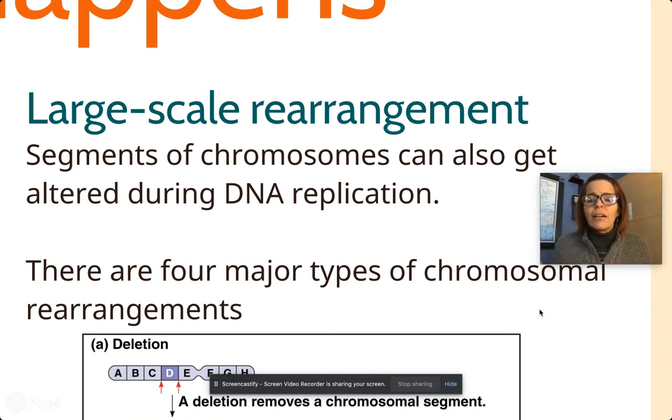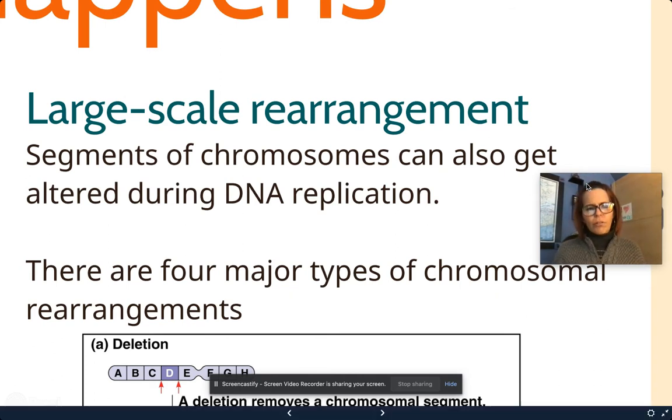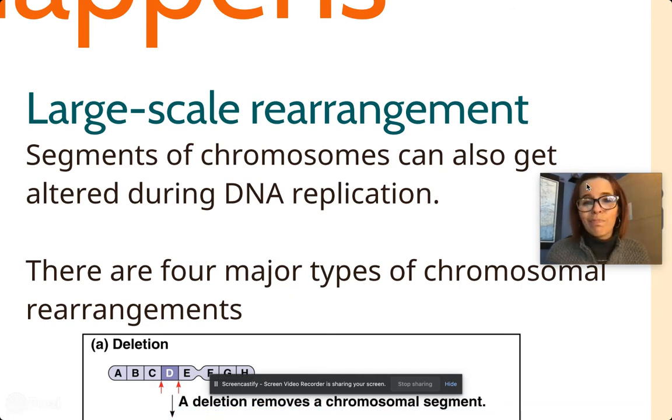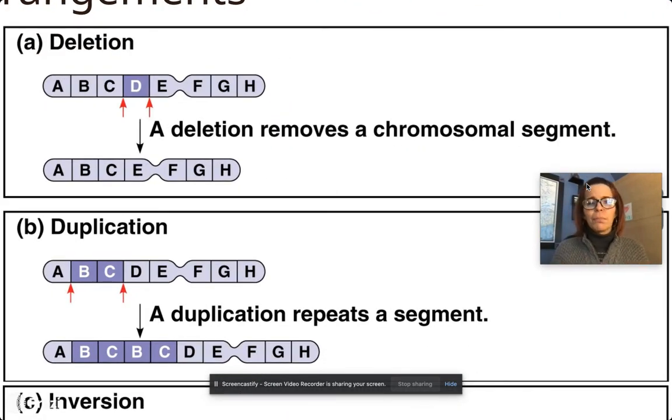Most of the time we have point mutations and it's no big deal. Sometimes we have point mutations and it leads to genetic disorders like sickle cell anemia, cystic fibrosis, it could even lead to cancer, depending where that point mutation takes place. These mutations are giant mutations. This is where thousands, I'm making up a number, thousands of A's, T's, C's, and G's get rearranged, deleted, copied. And so these are called large-scale rearrangements. So segments of chromosomes can also get altered during DNA replication. Big screw-ups can happen. So there are 4 major types, and fortunately, they have some pretty good names that make it pretty obvious.